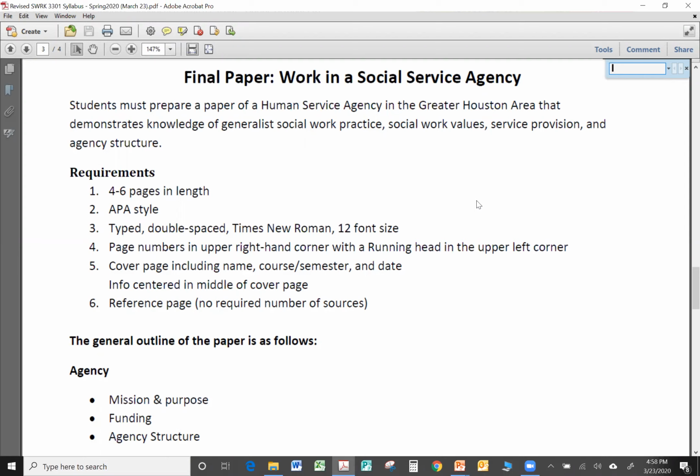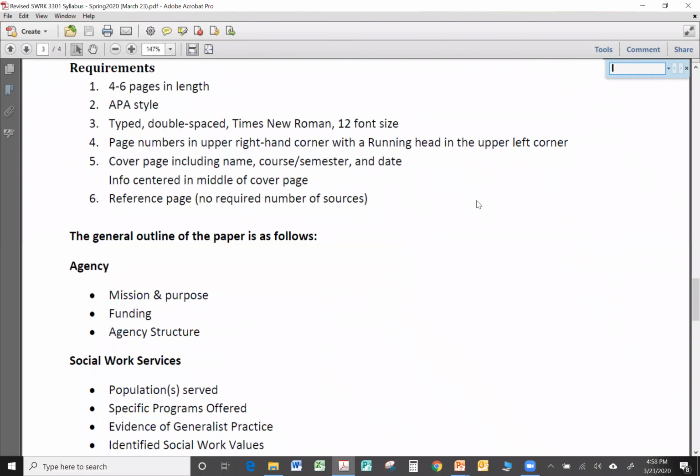Instead of being 5 to 7 pages in length, I cut it down to 4 to 6 pages. I do want it in APA style, which all of you should know by now. I do want a cover page and a reference page. There's no required number of sources, but I would expect you to have at least one source, which can be the website of the agency that you're writing about.